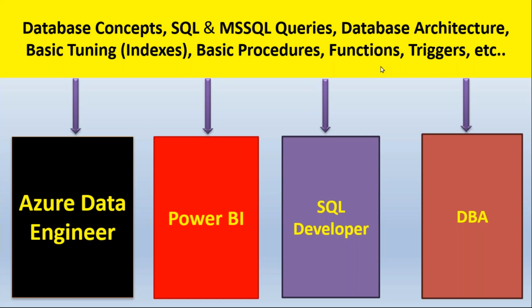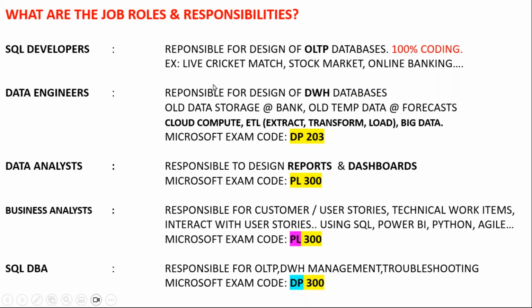Now, let's restate once again what we are doing so far for last 20 minutes. We are understanding our job roles paired with our course activities. Developers responsible for design of OLTP. Note it, 100% coding. Our project has 2,500 lines of code if you are into SQL Developer course. Friends, I'm not frightening. I'm giving you the fact.